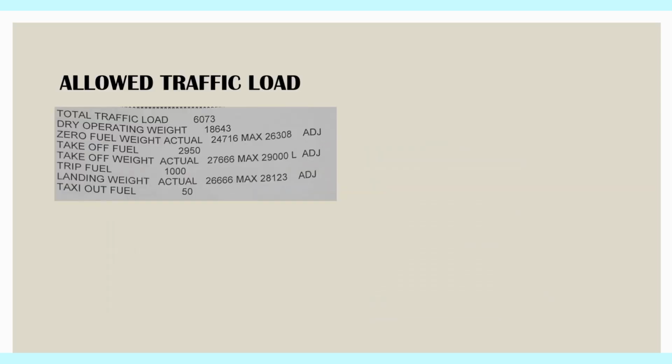Okay. Now, let's talk of something called the allowed traffic load. The allowed traffic load is basically, for that particular aircraft, what can you take? What is allowed? There is allowed, then there is actual. Allowed is basically the maximum you can take, beyond which if you start taking more, you are compromising the safety and the performance of the aircraft. So the allowed traffic load is calculated as follows.